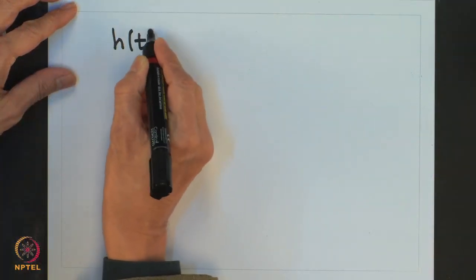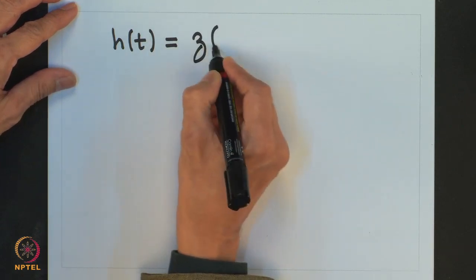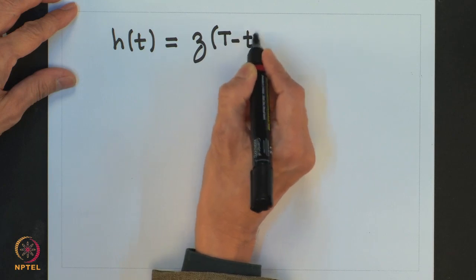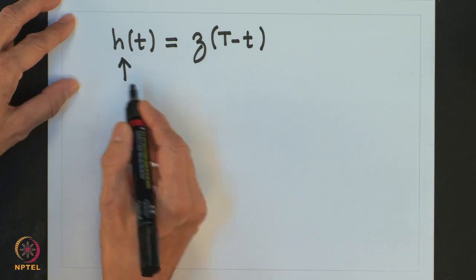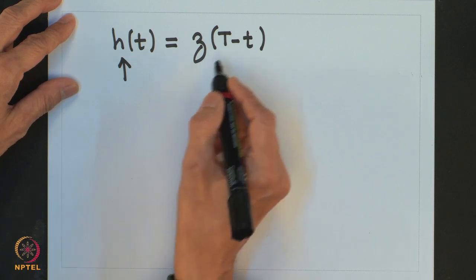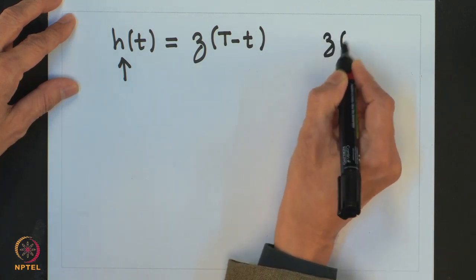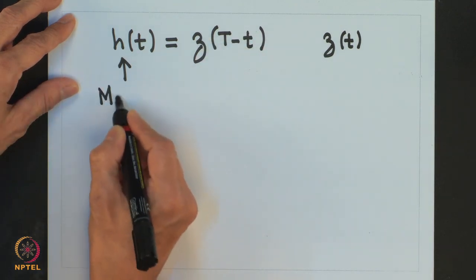So, let us define a filter with an impulse response h(t) equal to z(T minus t). Then this filter is called a matched filter because it is a filter which is matched to the signal z(t) using this relationship.